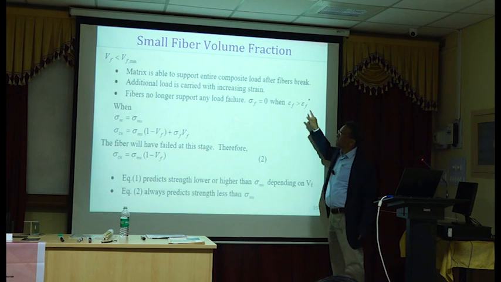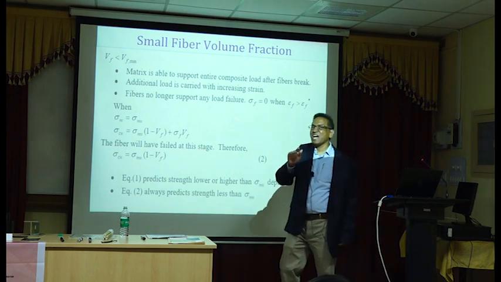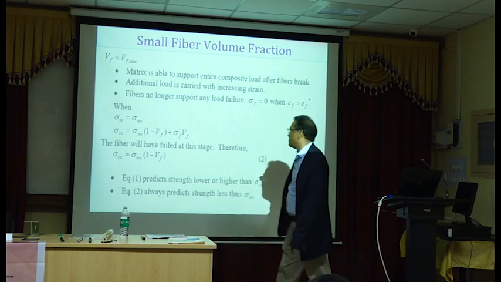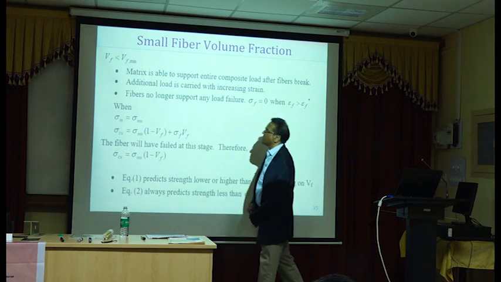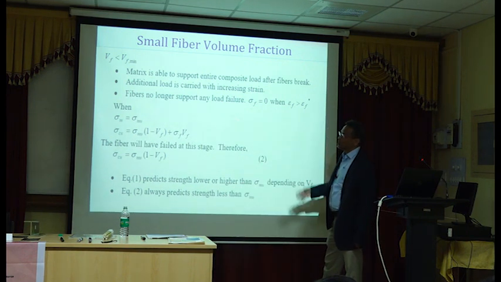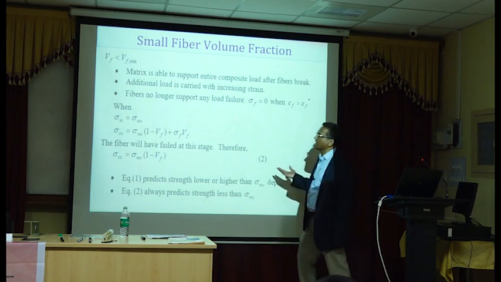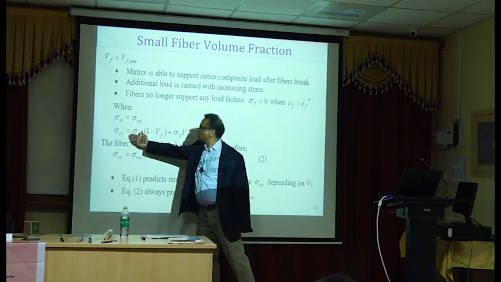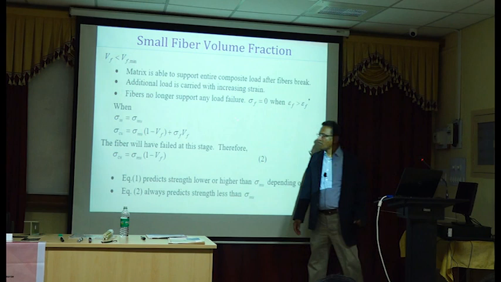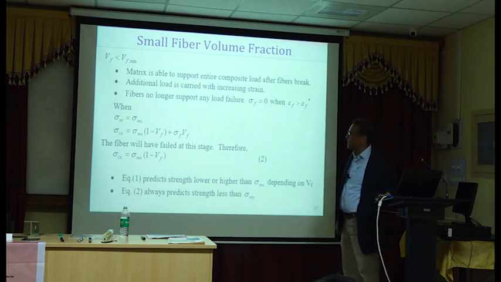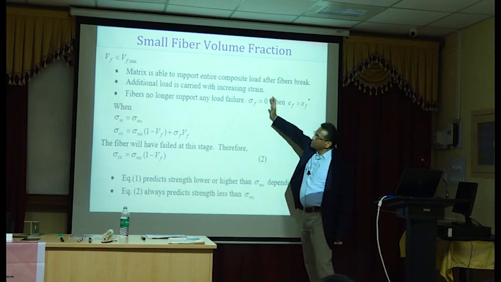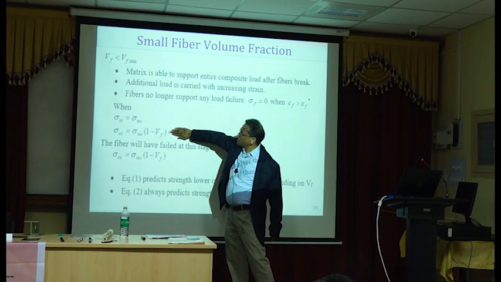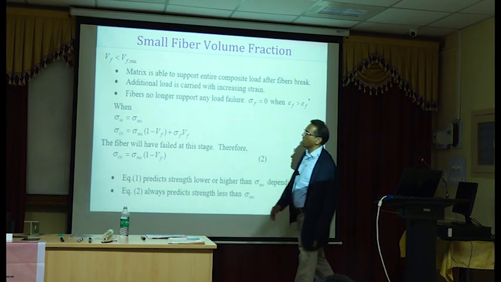What is epsilon f star? Epsilon f star is the failure strain of the fiber, F for fiber. Okay? So you can say sigma m, the stress in the matrix, should be equal to the ultimate strength of the matrix. So sigma cu equals sigma mu times 1 minus Vf plus Vf times sigma f. Because our sigma f is 0, the fibers have already failed, I will eliminate this term. So I am left with sigma cu equals sigma mu times 1 minus Vf.